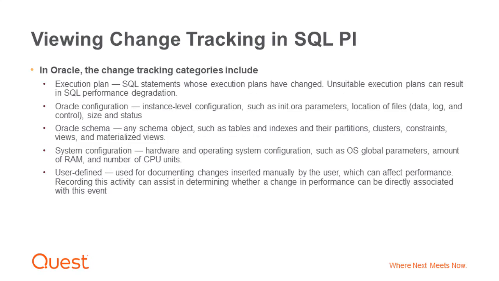In Oracle, the change tracking categories include execution plan, SQL statements whose execution plans have changed. Unsuitable execution plans can result in SQL performance degradation. Oracle configuration, instance level configuration such as init.ora parameters, location of files, data, log, and control, size, and status. Oracle schema, any schema object such as tables and indexes and their partitions, clusters, constraints, views, and materialized views. System configuration, hardware and operating system configuration such as OS global parameters, amount of RAM, and number of CPU units.